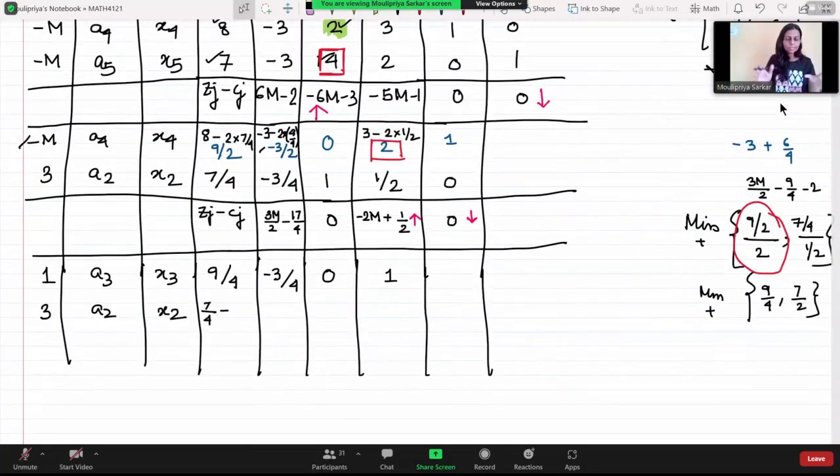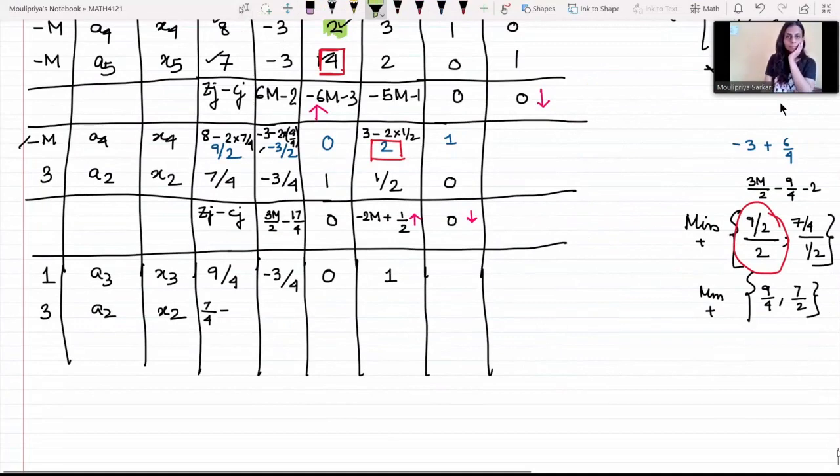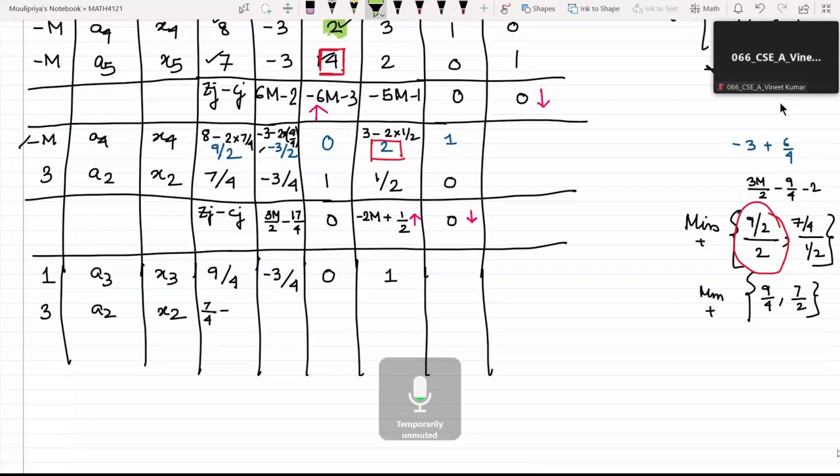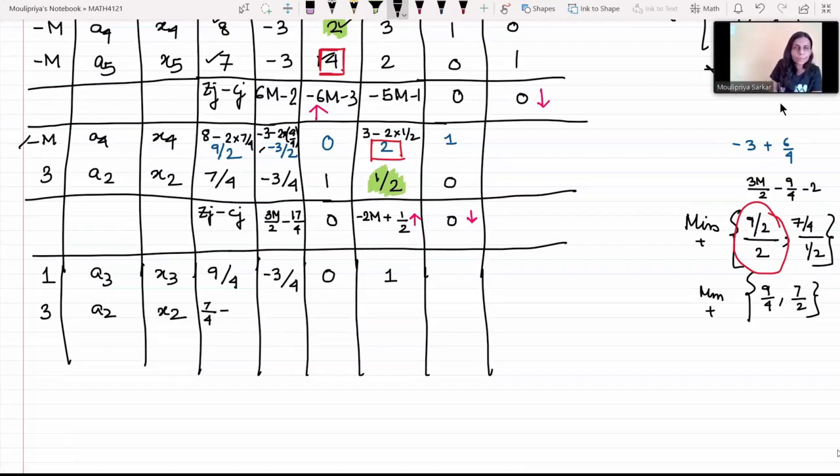So tell me, what is the multiplier in this case? Half. So we would be getting the new element as 7/4 minus this half into 9/4. And what is the result? 5/8.